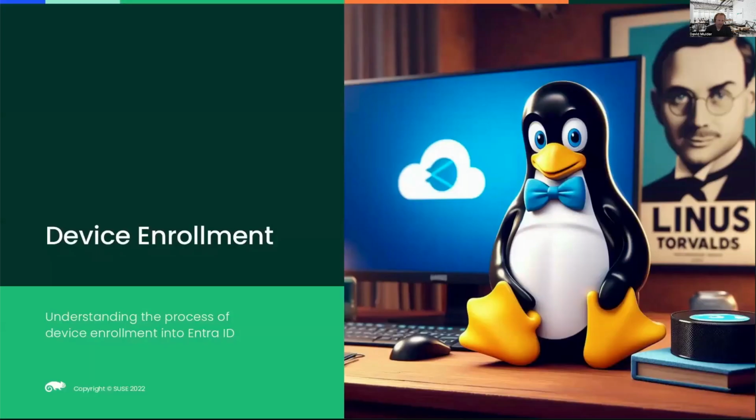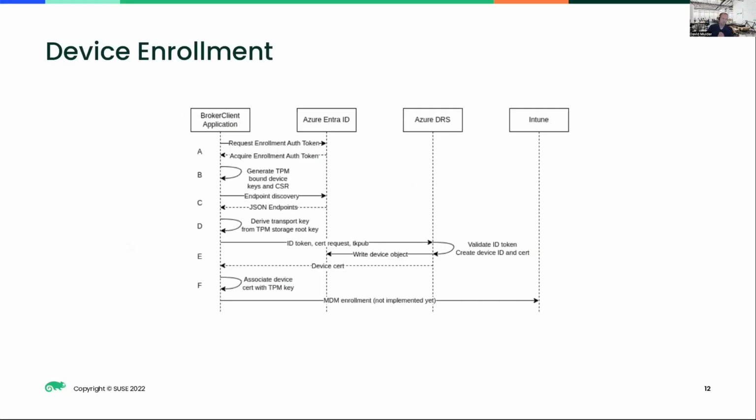All right, so let's get into some of the specifics. Let's talk about device enrollment and how that works. You have to acquire a special authorization token from Azure AD with special permissions in order to begin the enrollment. Then you generate a TPM bound set of keys. Then you need to do endpoint discovery to Azure AD to discover how to communicate with the APIs. And then, of course, you derive a transport key and so on.